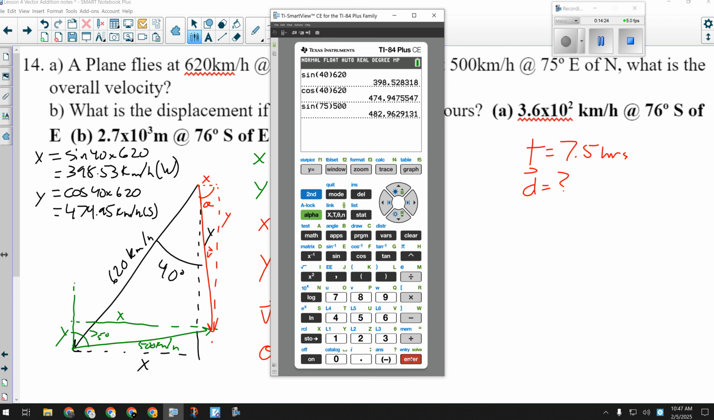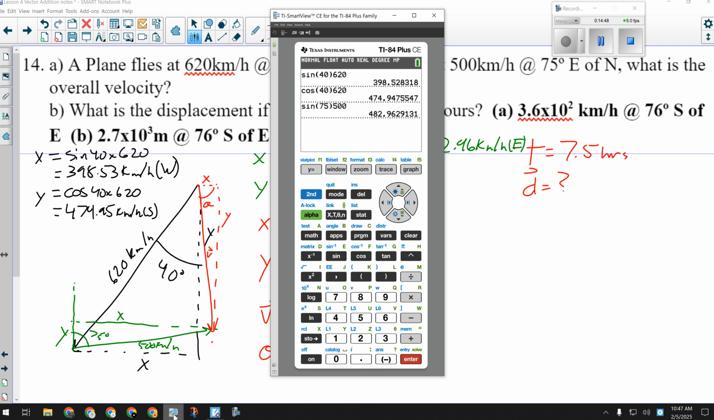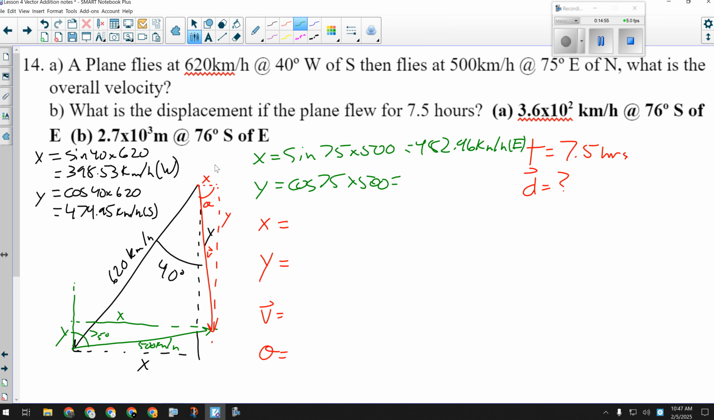Okay, so that ends up being 482.96 kilometers per hour east. Definitely bigger than the west component. I probably could have drawn it a little more that way. And then the Y component is the adjacent side, so the cos of 75 times 500. So that side's going to be 129.41 kilometers per hour, and that is going to be north.